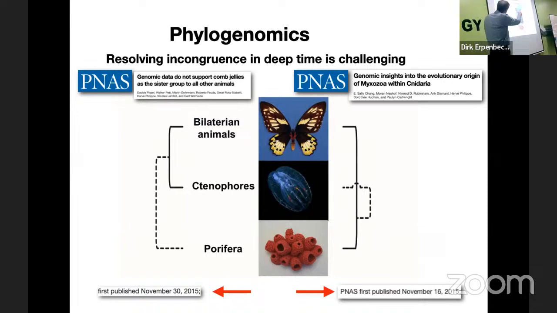Two weeks later, different tree. Bilaterians, ctenophores, sponge. This is a high ranking journal, not as high ranking as Science or Nature. Who knows what PNAS stands for? No? Never heard? It actually stands for Proceedings of the National Academy of Sciences, but we also call it Published but Not Accepted in Science. So it's still high ranking, but slightly not Nature or Science. So still very good.